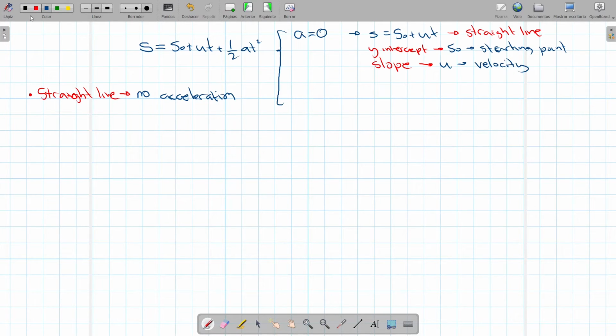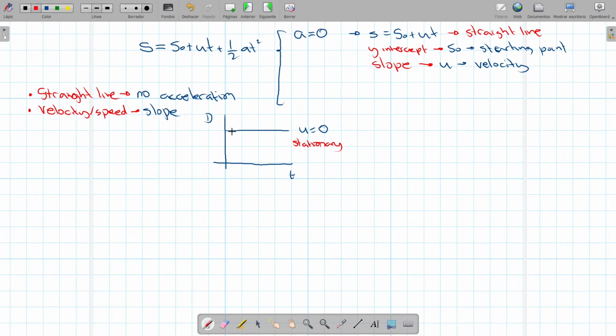So you can obtain the velocity or the speed through the slope, when it's a straight line. So what cases are we going to have then? Three major ones. The easiest one is when the slope is 0. So in the case of a straight line, the slope is 0, so the velocity is 0. That means this is stationary.